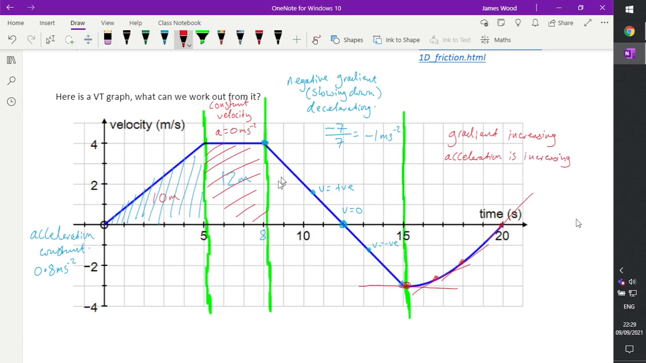Speaking of the area, notice that the area here would be positive, and then when it starts moving backwards, its displacement is going to decrease, so we could actually consider this area here to be a negative area because it's below the axis. Because it's no longer moving away from the origin, it's now moving back towards where it started, so your displacement is now decreasing. So you can have a negative area there if you're talking about displacement. So lots of things to think about, but the main thing is gradient is acceleration, area underneath is displacement.